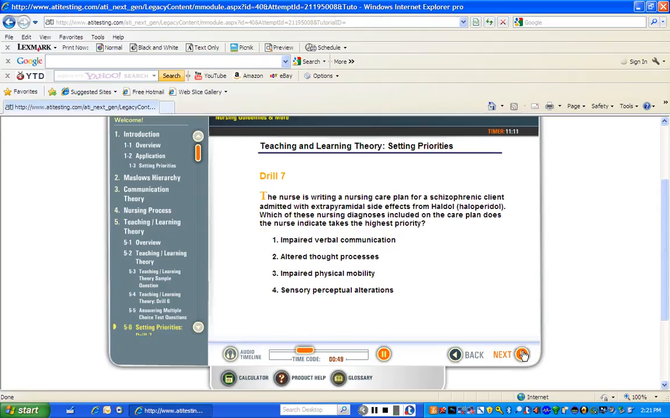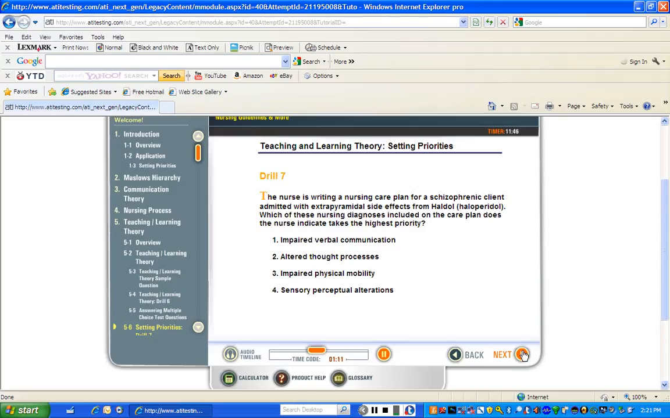Choice 1, impaired verbal communication. Certainly, we know that the altered thought processes common to schizophrenia are often manifested as impairment in verbal communication. Clients may demonstrate a variety of abnormal speech patterns. However, this nursing diagnosis relates to the client's medical diagnosis of schizophrenia, not to the issue of the question, which is the extrapyramidal side effects of Haldol. Let's look for a nursing diagnosis which better relates to the issue of the question.